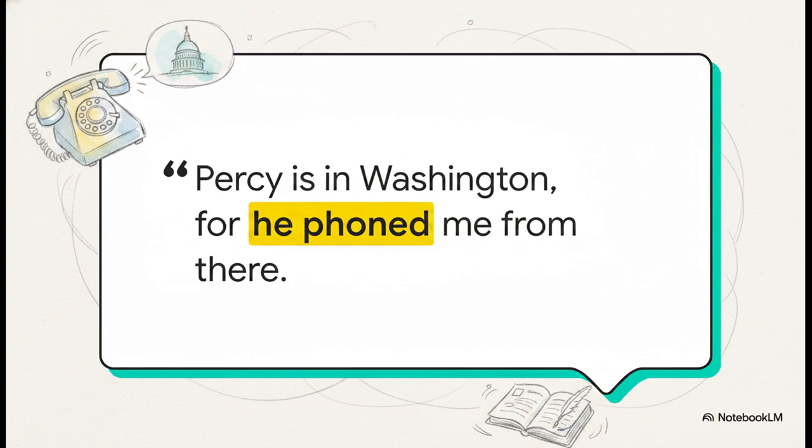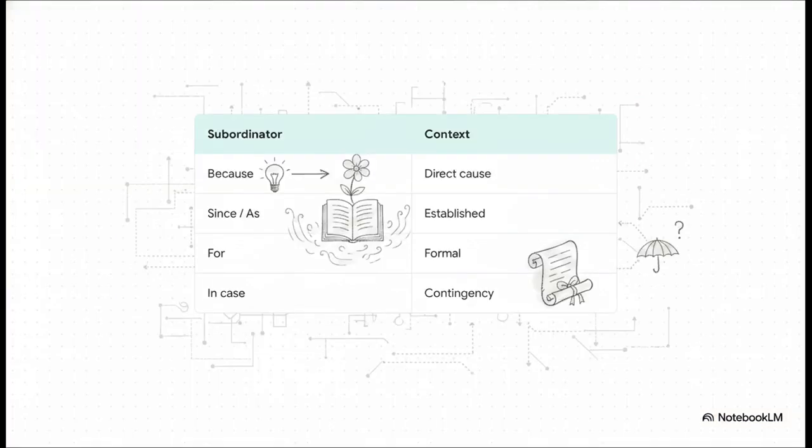Spotting that difference? That is a hallmark C2 level distinction right there. And it's wild how the subordinator you choose completely, radically alters the register and the subtle meaning of the whole sentence. Because is your workhorse. It gives you direct cause. But the second you shift to since, or as, you're suddenly framing the reason as something the listener already knows. It's a completely different vibe.